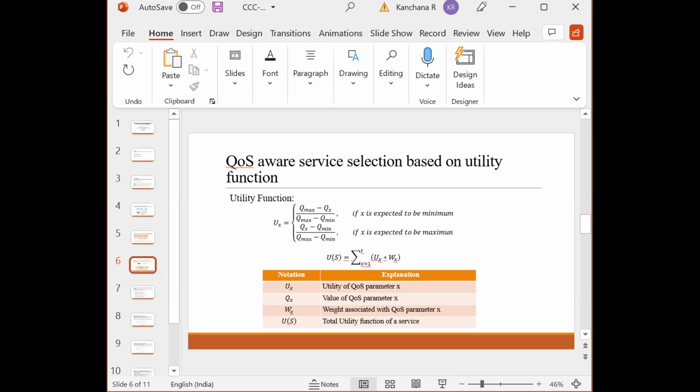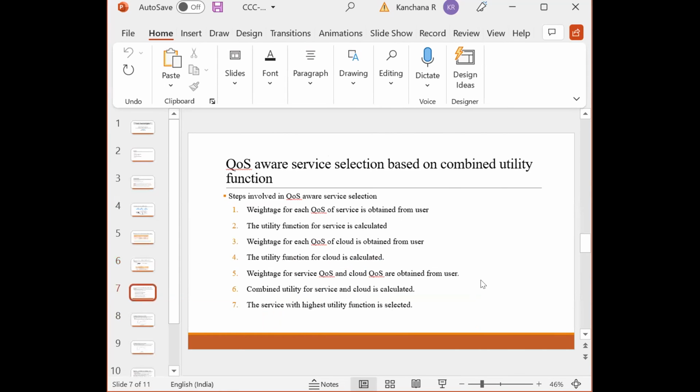Okay. CPU utilization, we consider 60% weightage. Network utilization, we consider 40% weightage. So once we select the utilities for individual QoS, we multiply it with the weight. That is, we are taking the weighted sum, and that will be total utility function of a service. So this is actually normalized to 0 to 1, towards 0 less satisfaction, towards 1 more satisfaction for the user.